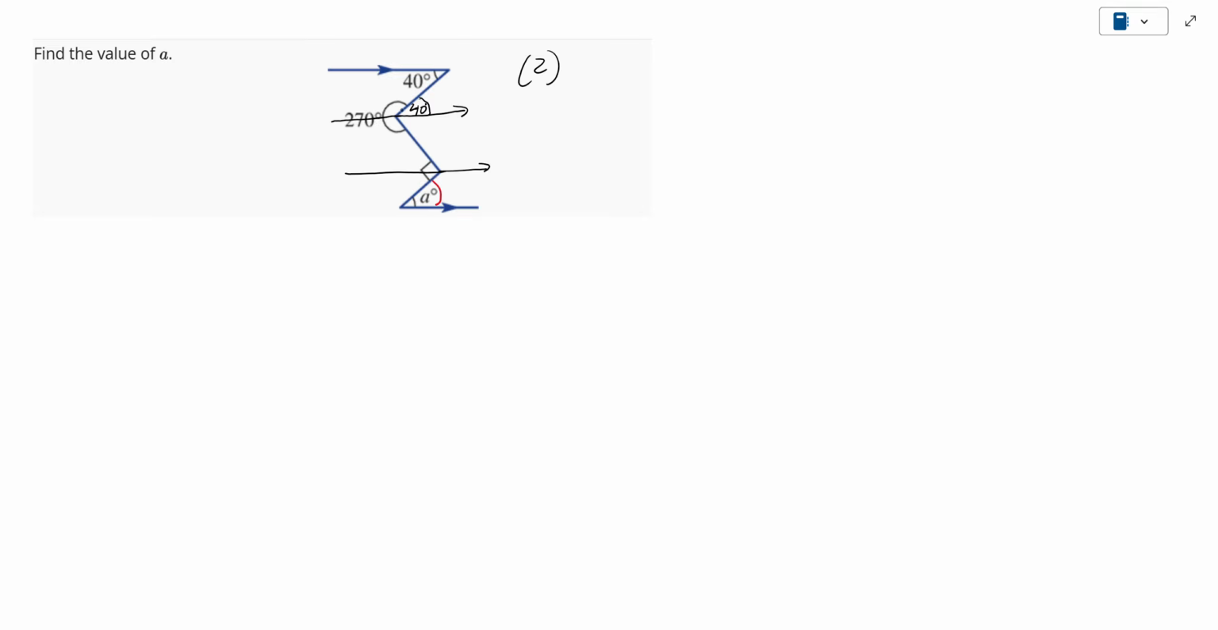Then we know that all of these angles in here should add to 360. So 270 plus 40 equals 310. So 360 minus 310 equals 50 degrees. We know that is true because of angles at a point: all angles at a point must equal 360. So this missing part here is equal to 50.